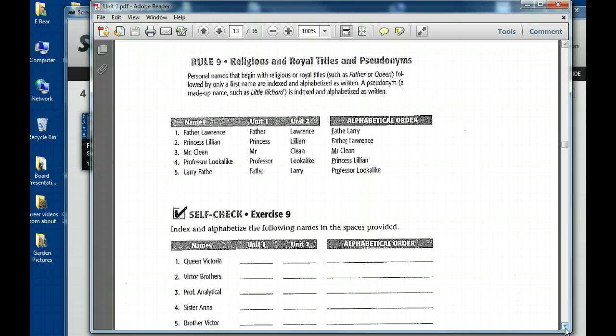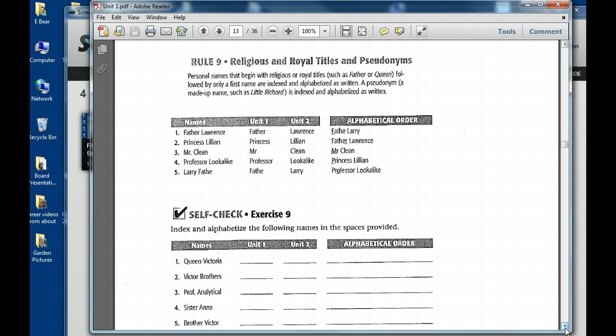Rule 9, Religious and Royal Titles and Pseudonyms. Personal names that begin with religious or royal titles such as father or queen, followed by only a first name, are indexed and alphabetized as written. A pseudonym, a made-up name such as Little Richard, is indexed and alphabetized as written. For example, number 1, Father Lawrence. Father being the religious title goes in Unit 1. Lawrence being the first name goes in Unit 2. We copy the names in the exact same order as they appear when printed together, Father going first, Lawrence going second.